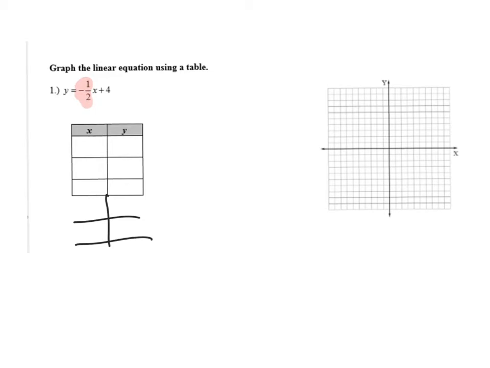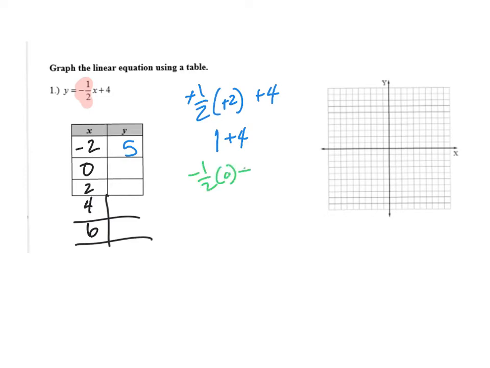Since it is negative 1/2, I'm going to pick 2's. I'm going to pick multiples of 2, and I'm going to start with my negative 2, 0, and then 2, 4, and 6. So now I'm going to plug it in. Negative 1/2 times a negative 2 plus 4. Negative times a negative gives me a positive. Half of 2 is 1, plus 4 gives me 5. This one's easy. Negative 1/2 of 0 plus 4. Anything times 0 is 0. Plus 4 gives me 4.